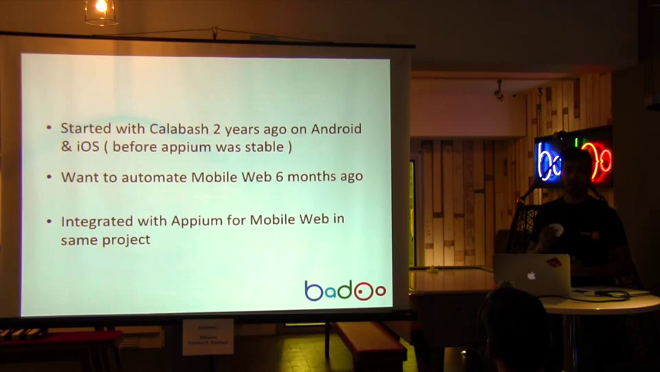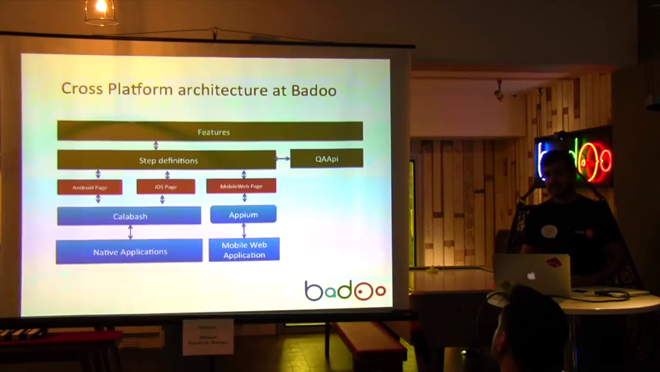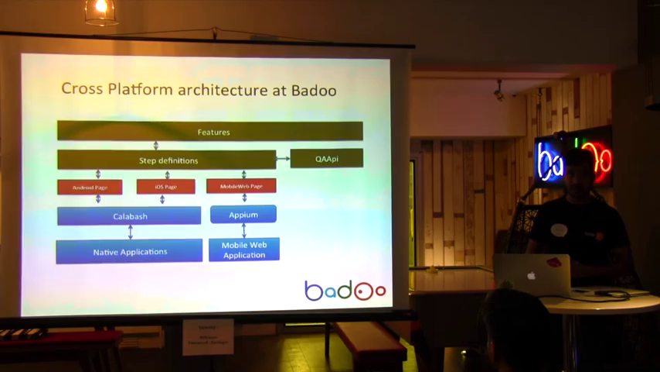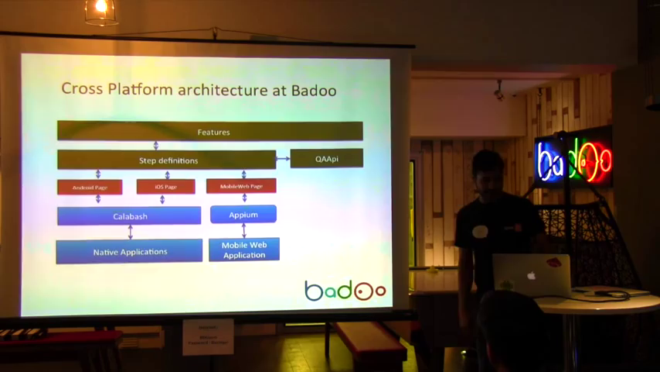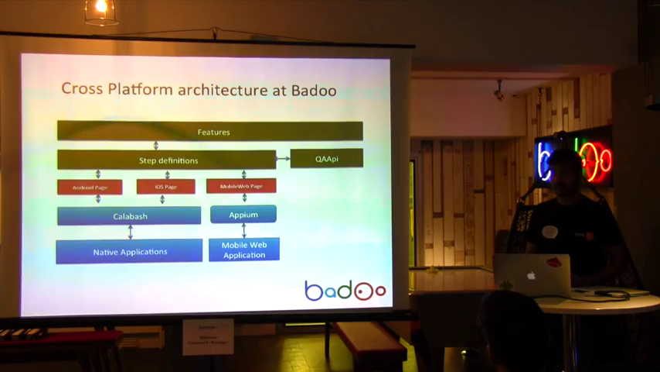So what we did is that we integrated Appium for mobile web in the same project. To give more clarity, we are using the same features and step definitions we prepared for the Android and iOS platforms, and we implement the page object model for each platform. So before we had the Android and iOS pages running on Calabash, and now we are writing the mobile web pages and running them on Appium. The gap we have here is that we want to fill it for Windows. We want to find a similar kind of tool for Windows.